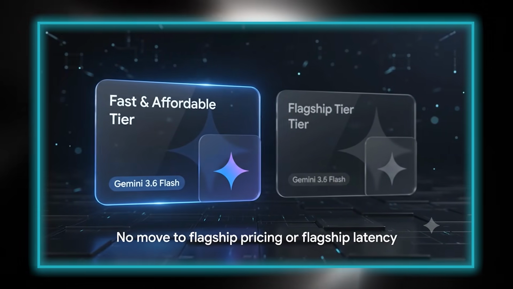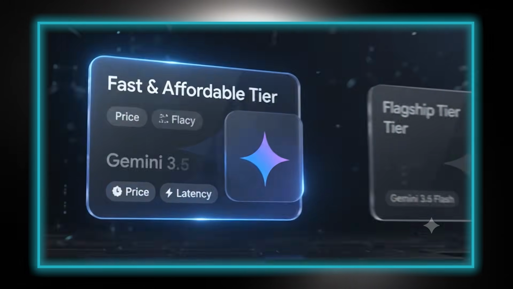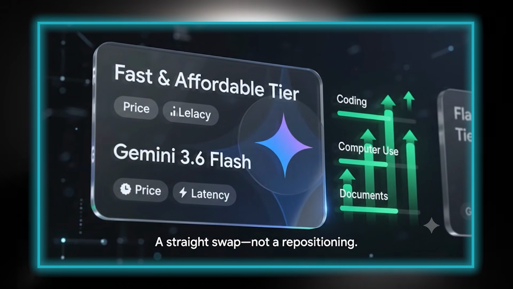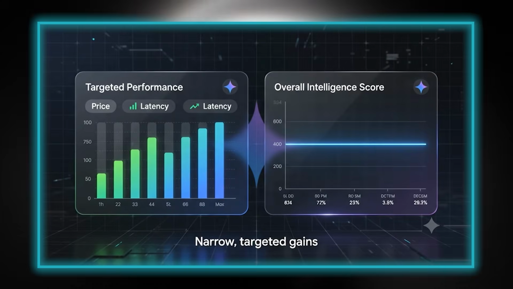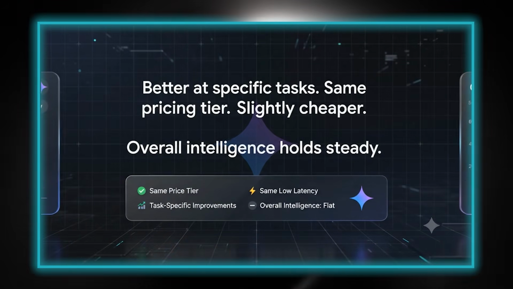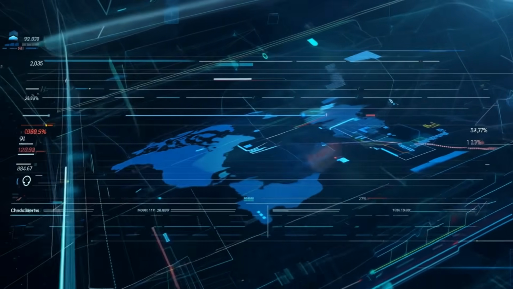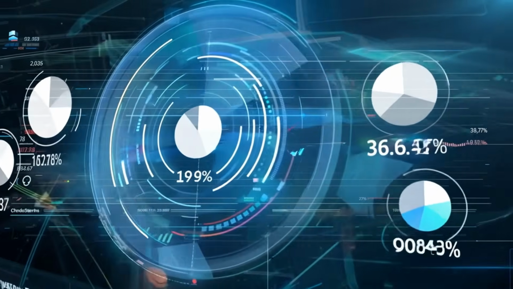Google didn't creep this upmarket into flagship pricing or flagship latency. That's a straight swap, not a repositioning: narrow targeted gains, at the same price tier or slightly cheaper, with the aggregate intelligence score holding flat. Which brings us back to the word that matters: targeted.